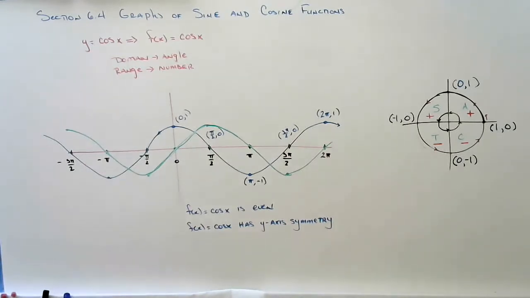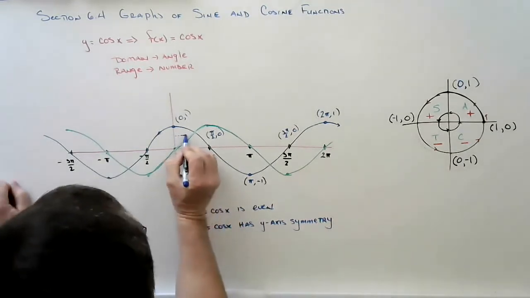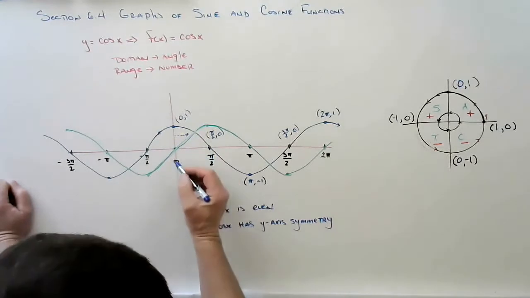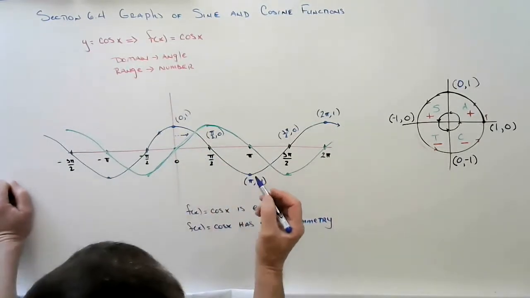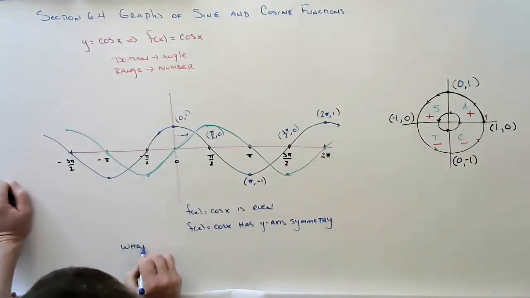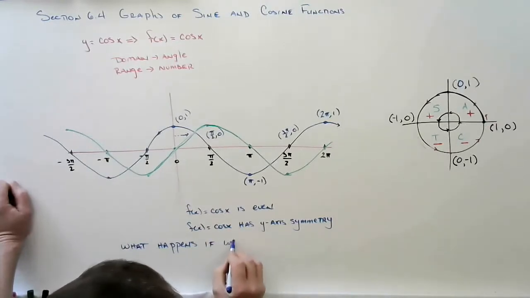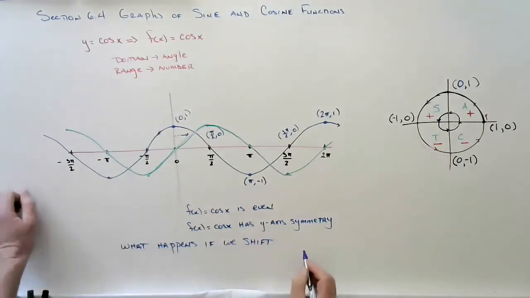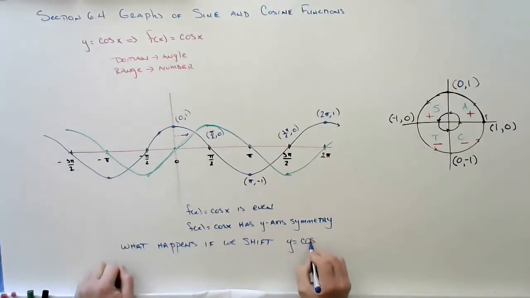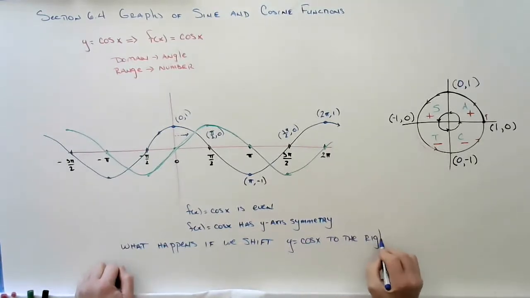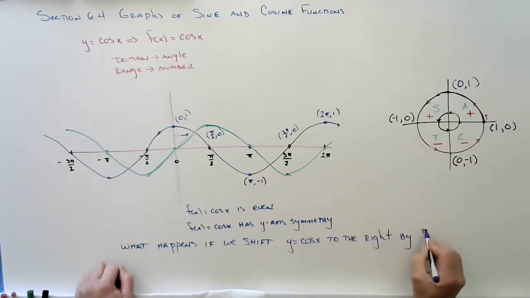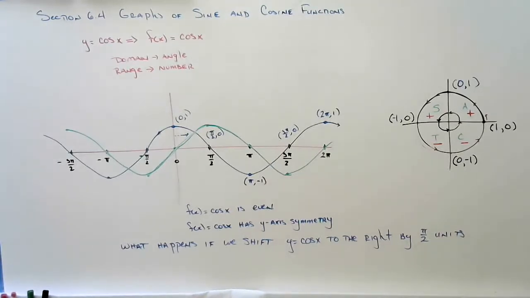If we were to take the cosine curve, the blue one, right? Just look at the blue graph now. If we were to take the blue graph and slide it over, pi over 2. What happens if the word we use is shift, right? If we shift y equals cosine x to the right by pi over 2 units, right? What happens if we slide it to the right, pi over 2?